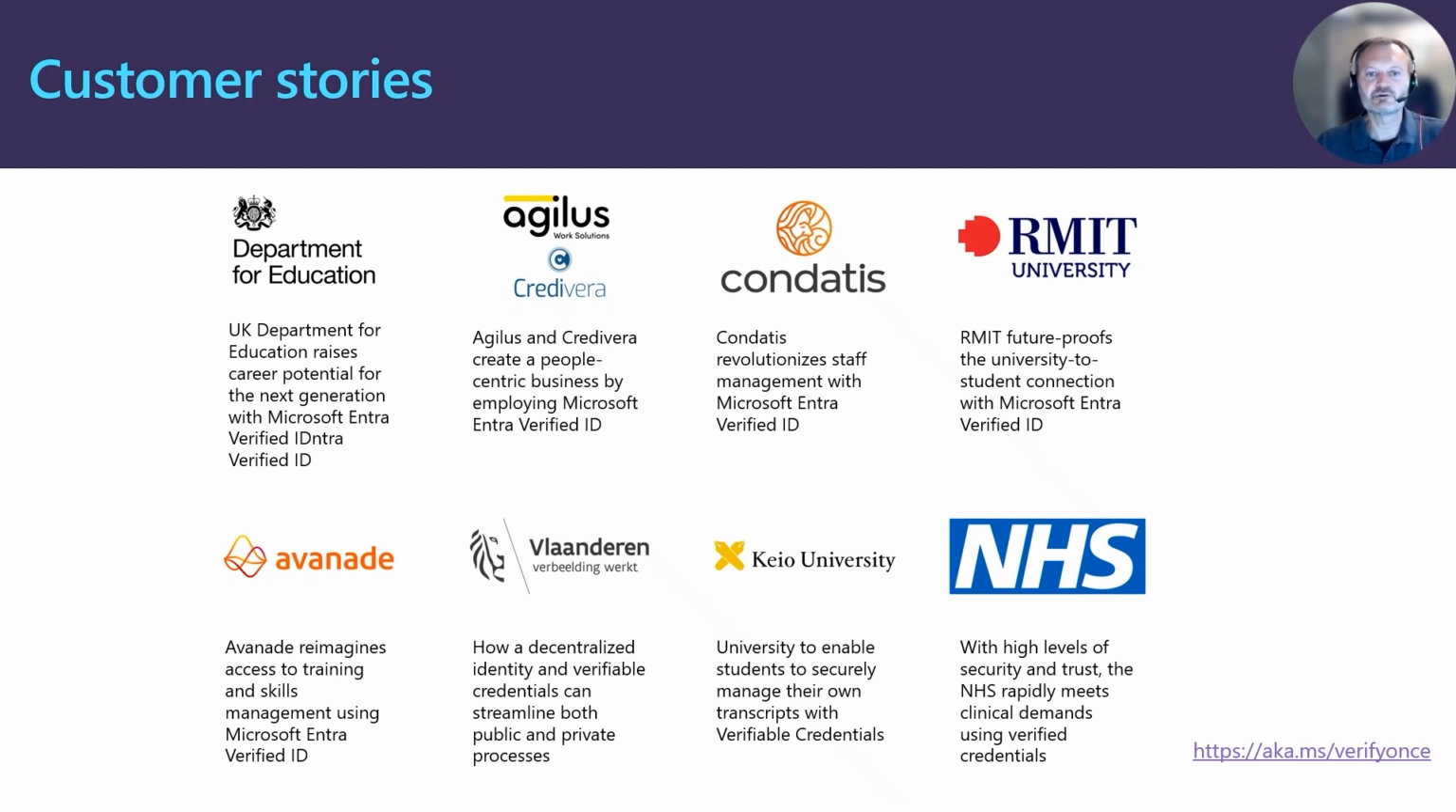We have Avanade, who is using Verified ID for collaboration scenarios within Avanade and together with Accenture. Agilus and Credivera, the use case there is labor union and members within the labor union. You have Vlaanderen, which is the government of Flanders, and they're exploring using Verified ID to help citizens starting new businesses more easily.